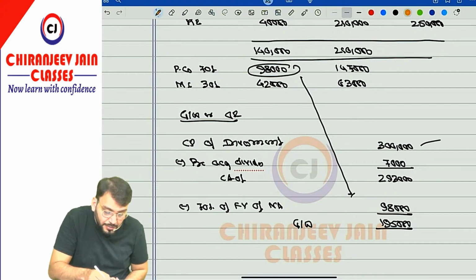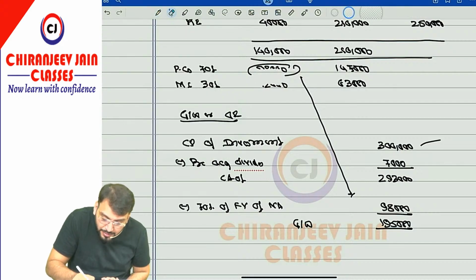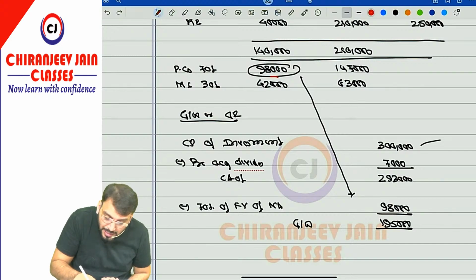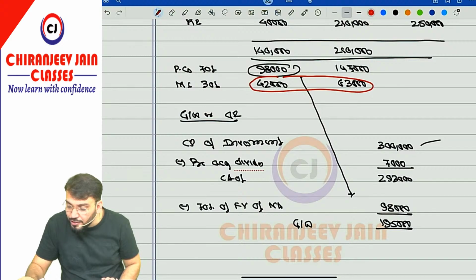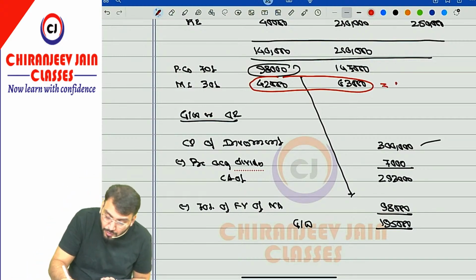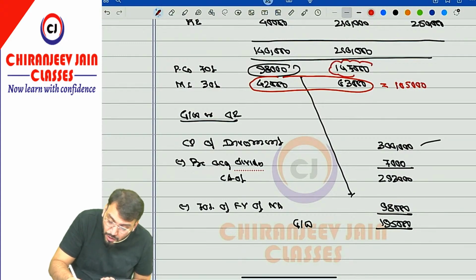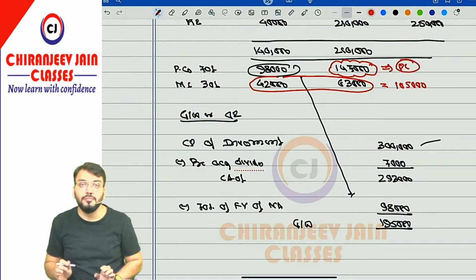Got this point? Can you see this will be transferred to MI. So your total minority interest becomes 42,000 plus 63,000, that is equal to 1,05,000. 1,05,000 will be minority interest in the balance sheet, and this will be added to the consolidated PL.